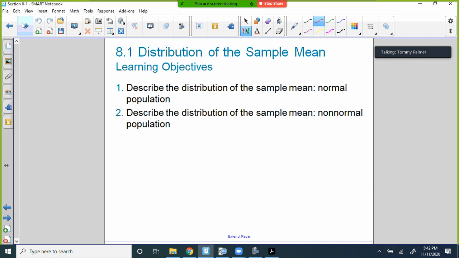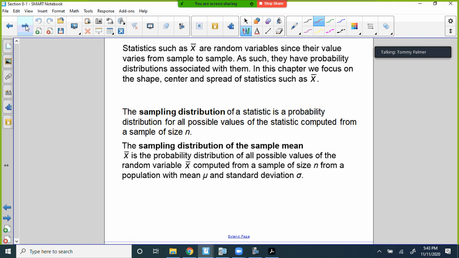distribution of the sample mean, right? We're going to describe the distribution of the sample mean compared to a normal population, right? We're going to describe the distribution of a sample mean to a non-normal population, because those are the learning objectives that we should be able to do. Now, what the heck does it really mean?